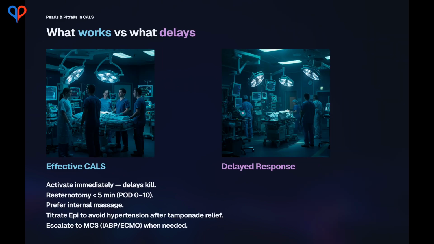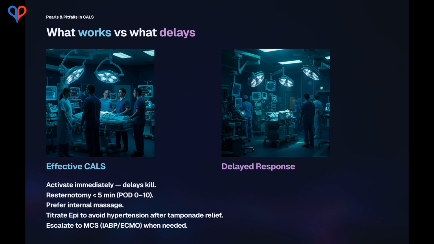Common pitfalls and how to avoid them. First pitfall, waiting too long. If tamponade or hypovolemia is likely, do not delay resternotomy. The target is less than 5 minutes from arrest. Second pitfall, treating the monitor and not the patient. A normal-looking rhythm without perfusion is not a win. Focus on pressure, flow, and organ signs.